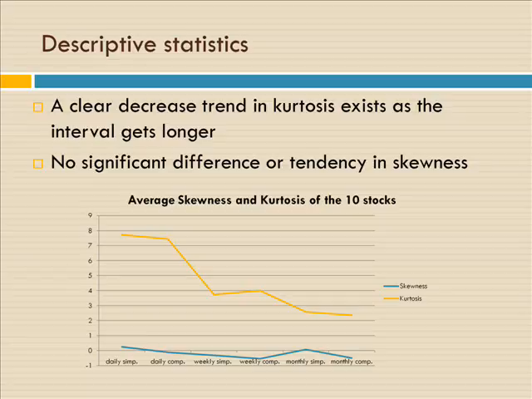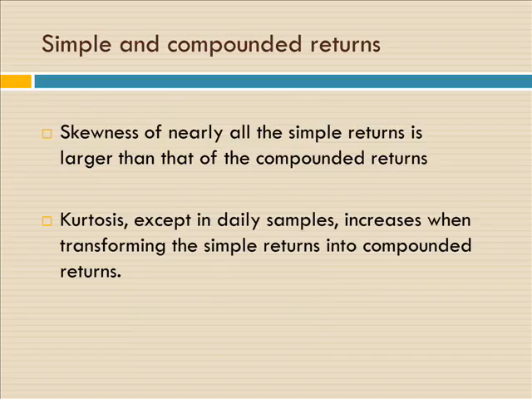Then we analyze the characteristics of frequency distribution for individual stocks at different time intervals. From the graph below, a clear decreasing trend in kurtosis exists as the interval gets longer, from around 7.4 dropping to around 2.4. The returns went from highly leptokurtic behavior for daily returns to one which almost approximates the normal distribution for monthly returns. We also compared simple returns with compounded returns at different time intervals. It can be observed that the skewness of nearly all the simple returns is larger than that of the compounded returns. For kurtosis, there's a tendency, except in daily samples, that the kurtosis increases when transforming the simple returns into compounded returns.